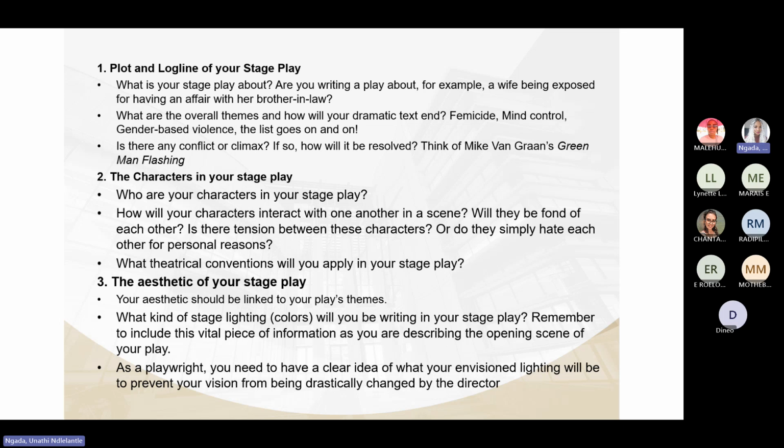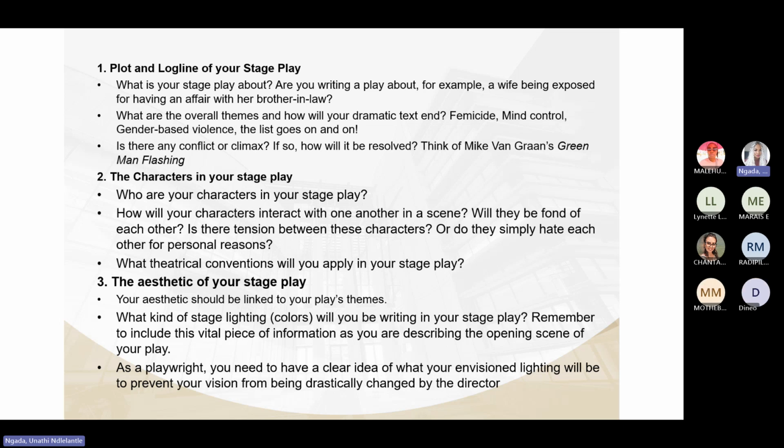So a very simple example, it is a text that most of you should know because a lot of you used it in your THL module, is Green Man Flashing by Mike van Graan. So the second aspect is to consider who are these characters in your stage play. How will they interact with one another? Are these characters going to be fond of each other, or is there some kind of tension between these characters, or do these characters literally just hate each other for various reasons?